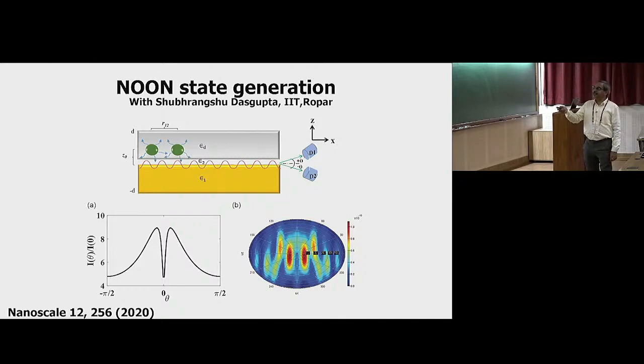So if you put two detectors, both the photons which are emitted by the quantum dots, which are coupled by the plasmons, come either in the D1 or the detector 2 direction. So this is the NOON state possibility which we showed.